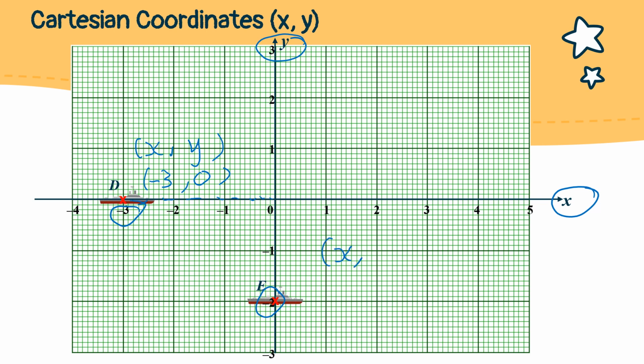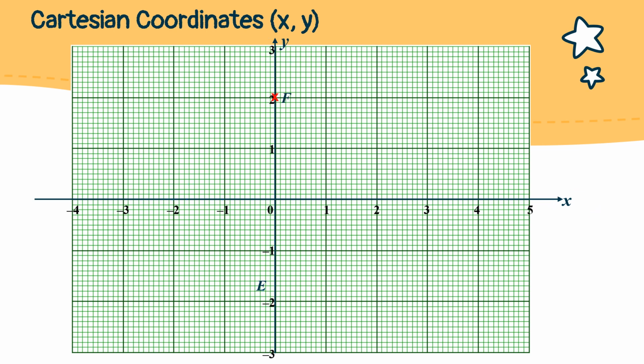So to recall, the Cartesian coordinates are x, y. So which number should we fill in first? The -2 should be filled in as the y-coordinate. And then we will draw a dotted perpendicular line to the x-axis and it will be at 0.